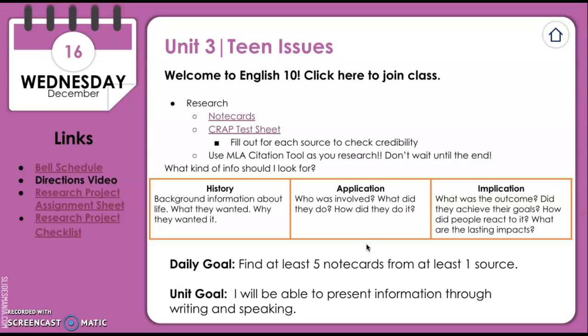If you have questions, please let me know. Your note cards will be due December 23rd. So that's our last day before winter break. Make sure that you have 5 note cards and at least 1 source by the end of the day today. That's our goal for today.